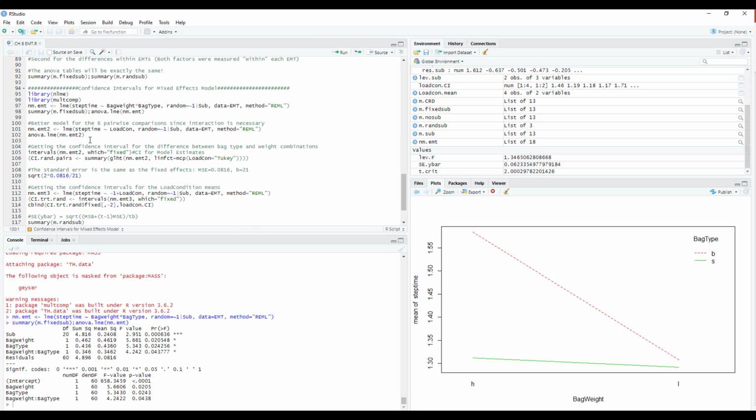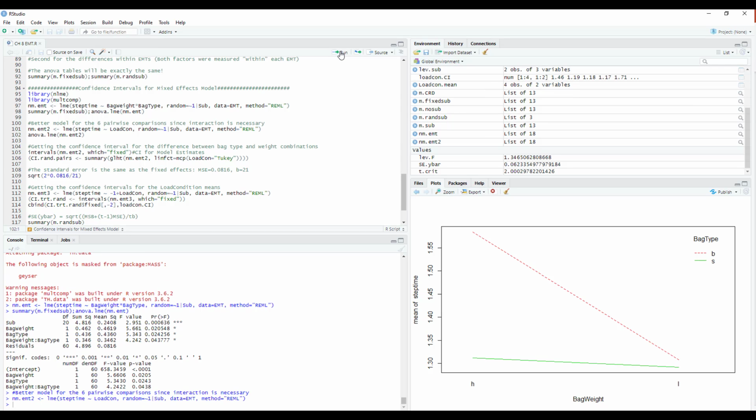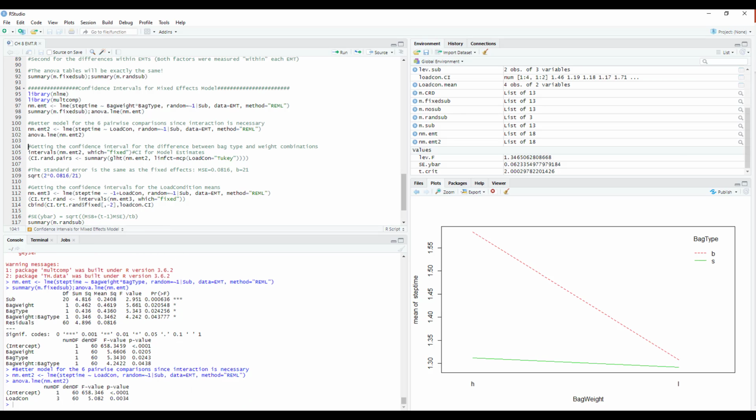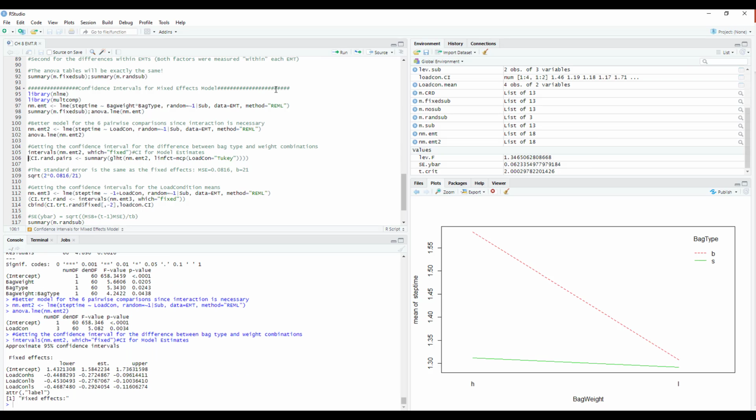But now what we can do is, since the interaction term is significant, instead of fitting them by their main effects plus interaction, let's just treat them as their own individual treatments. So we'll just do it by load condition. We're essentially merging bag weight and bag type from 2 factors into 1 factor with 4 levels instead of 2 levels each. And this is going to allow us to find the estimates for our means. So we can create a confidence interval for the difference between bag type and bag weight combinations. What this will do is find our pairwise comparisons. So this is going to be the load condition.